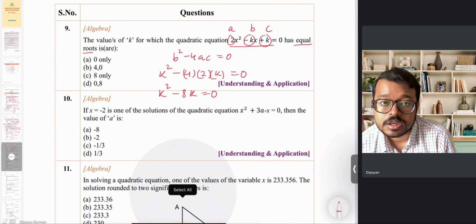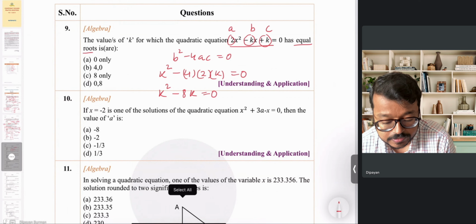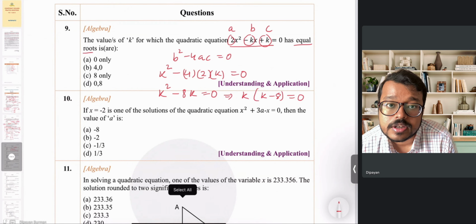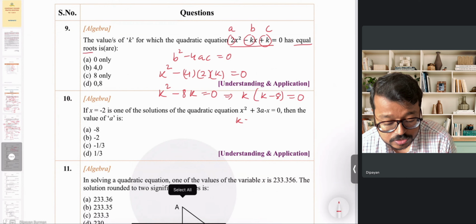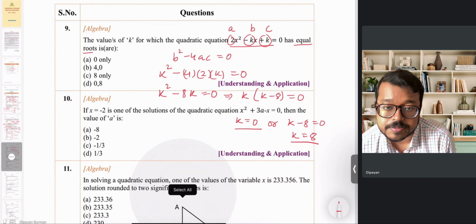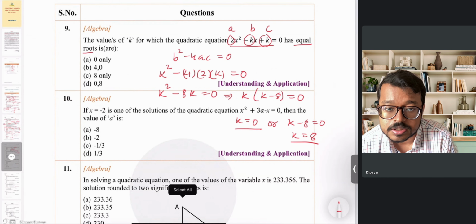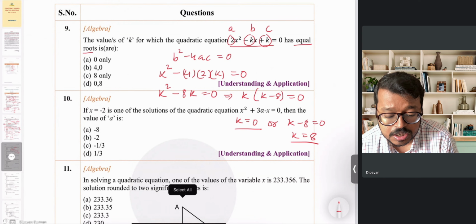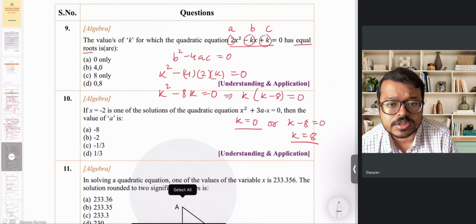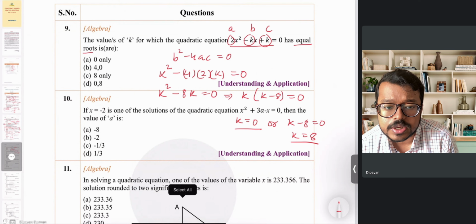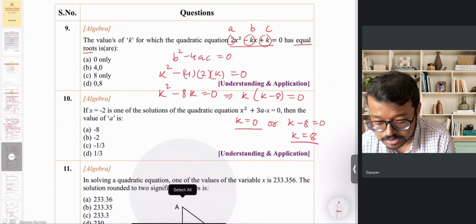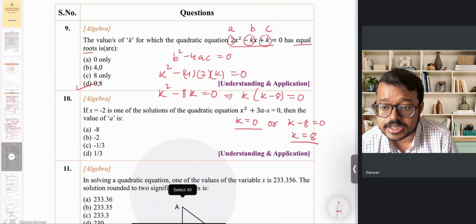For such an equation, I can see the left side has k common. So if I take k common, it is k into k minus 8 equal to 0. Then if I apply the zero product rule, either k should be 0 or k minus 8 should be 0. That will give us k is 0 or k is 8. And if I substitute both the values in the quadratic equation, if I substitute k equal to 0, then I will have 2x square equal to 0, which again will have equal roots, which is x equal to 0. And even for k equal to 8, it will have equal roots. So the answer is option D, 0 or 8.